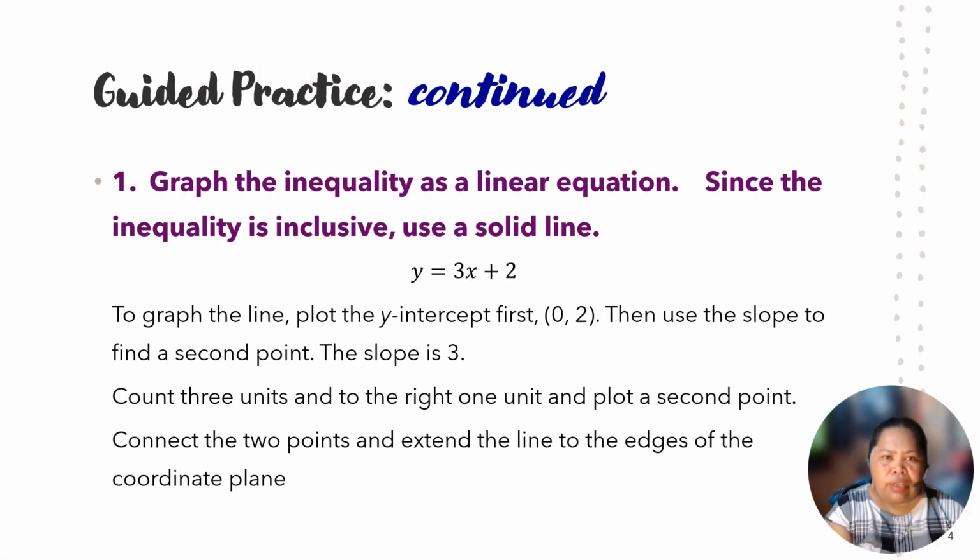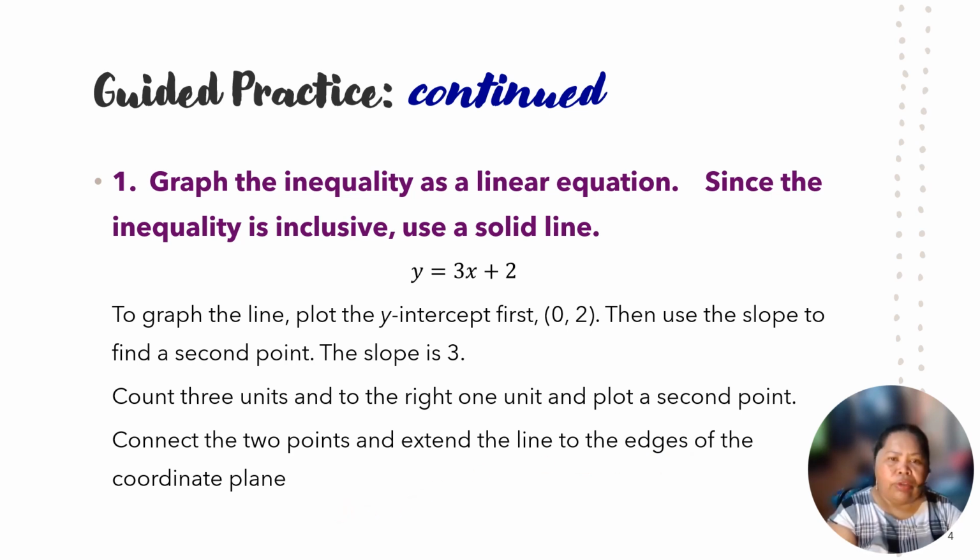Okay, let's see the second part. First, graph the inequality as a linear equation. Since the inequality is inclusive, use a solid line. So y is equal to 3x plus 2. To graph the line, plot the y-intercept (0, 2), then use the slope to find the second point. The slope is 3, so count 3 units up and 1 unit to the right, and plot the second point. Connect the 2 points and extend the line to the edges of the coordinate plane.